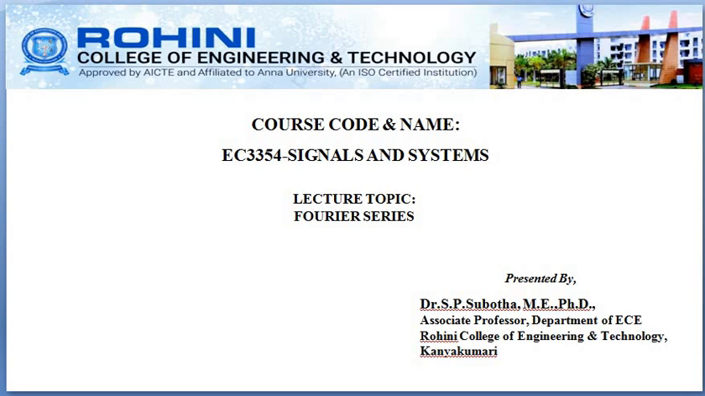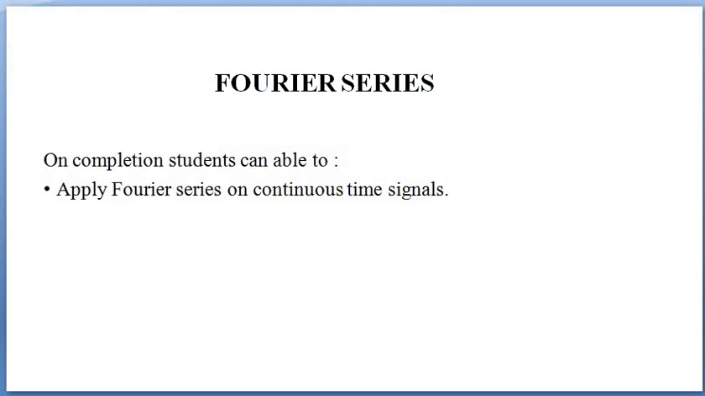Dear students, now we are going to see the subject Signals and Systems, and the course code is EC3354. The topic under the course is Fourier Series. On completion of the Fourier series, the students will be able to apply the Fourier series on continuous time signals.